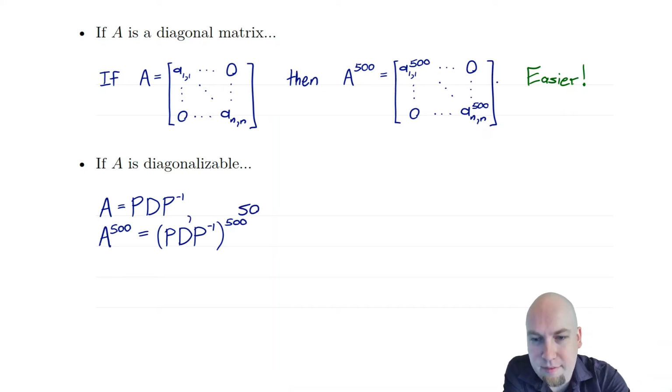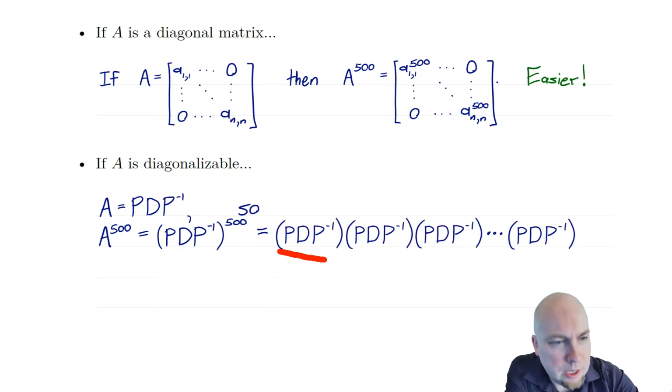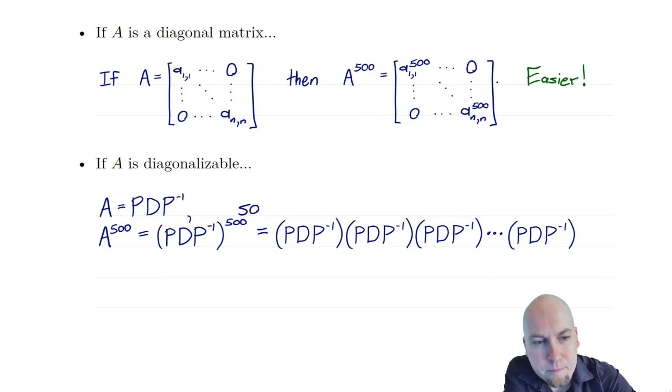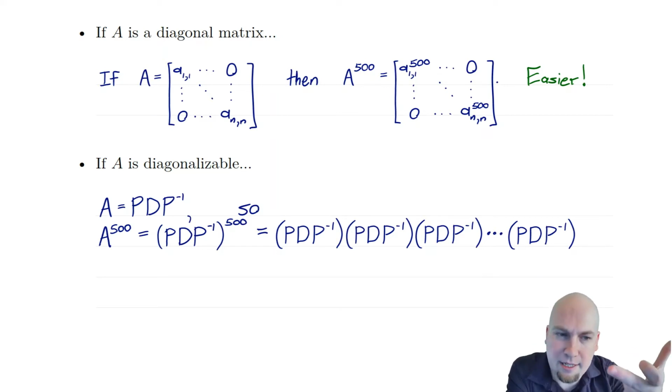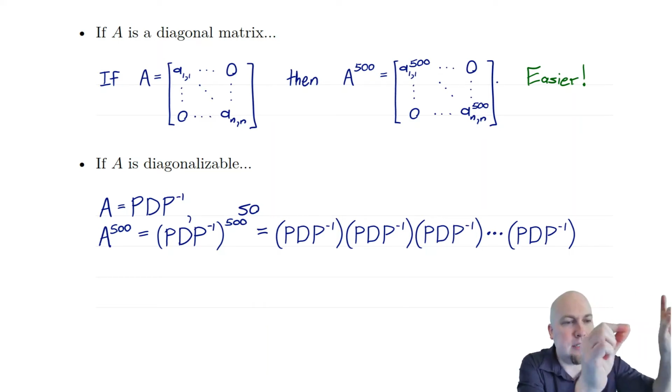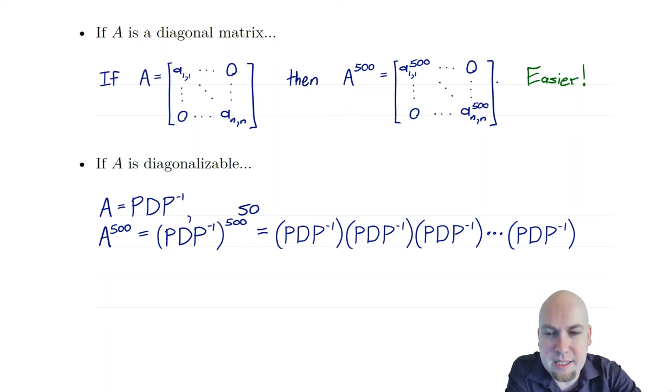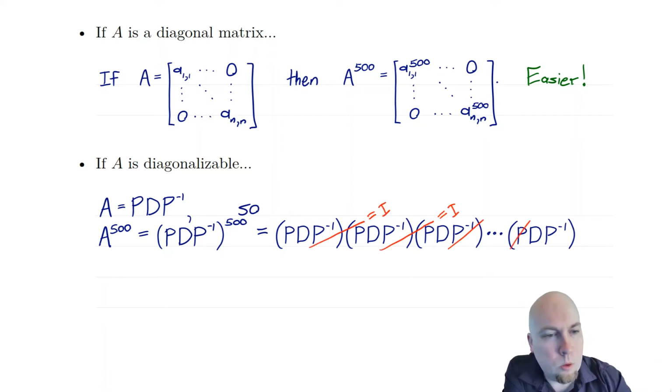A to the power 500 is PDP inverse to the power 500, and I'm just going to write 500 copies of PDP inverse. But now notice something: I've got a P inverse here next to a P. Those are going to cancel out, since inverse times matrix is just the identity. Same thing happens here: P inverse times P goes away, that's just the identity matrix. And the same thing happens in between every single D in the middle. All of the P's and P inverses in the middle go away and cancel out to the identity matrices.